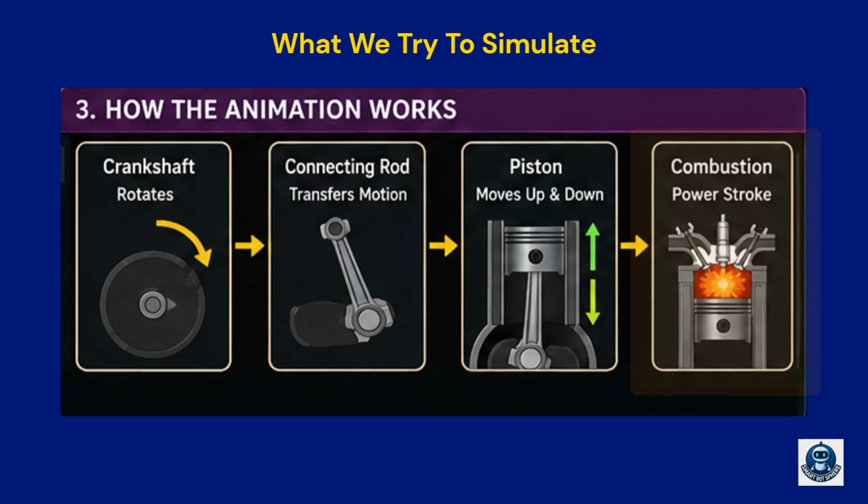So the entire animation follows a simple sequence. The crankshaft rotates. The connecting rod transfers motion. The piston moves up and down. Combustion occurs. And the cycle repeats continuously. This is exactly the same principle used in a real motorcycle engine, except our version is simulated using Python code and mathematical calculations. Now that we understand both the engine concept and the animation logic, let's move into the Python code and see how each part is implemented step by step.